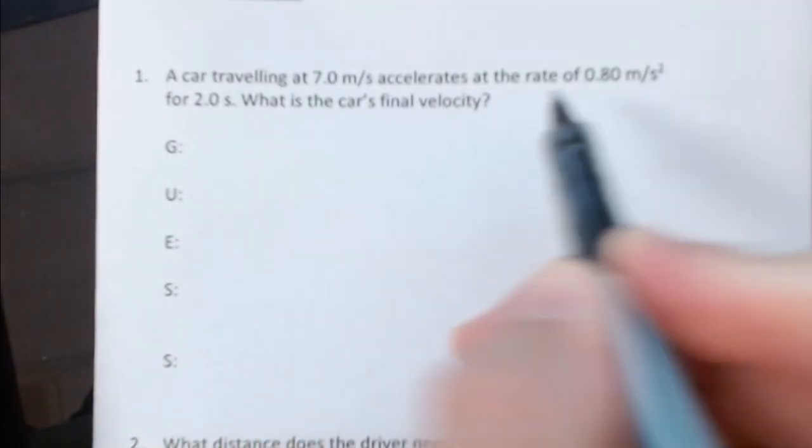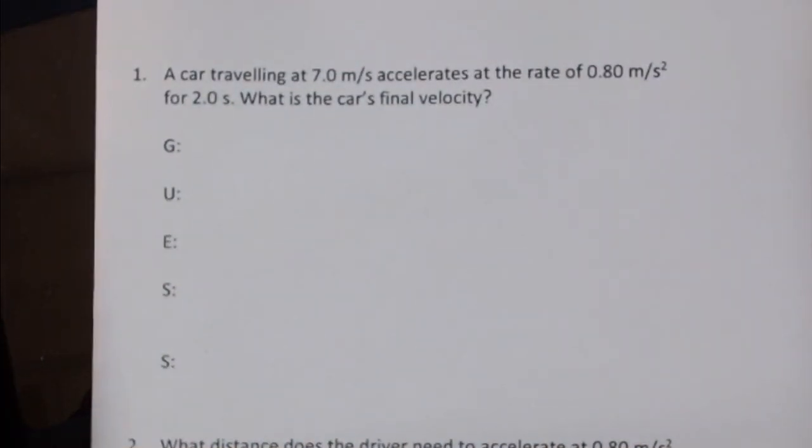So we've got a problem here. We've got a car that's traveling. It's going to accelerate at a rate for a certain amount of time. What is the car's final velocity? After you read the story without numbers, then we're going to start to identify what numbers we are going to use, and how do we identify them.